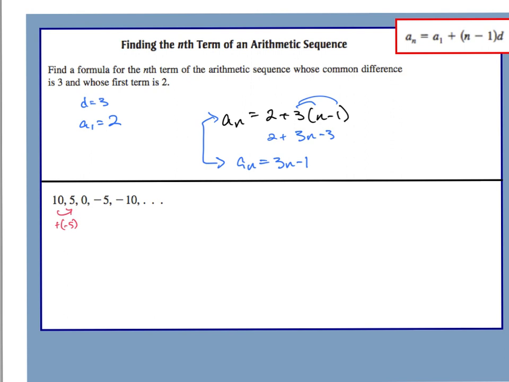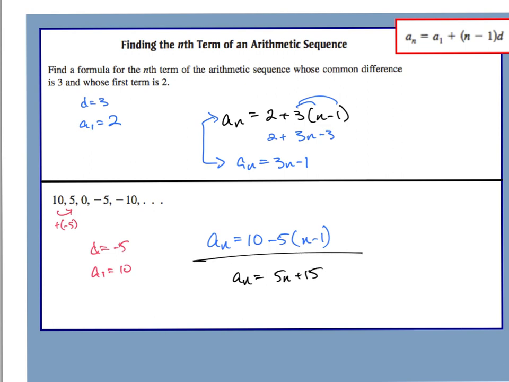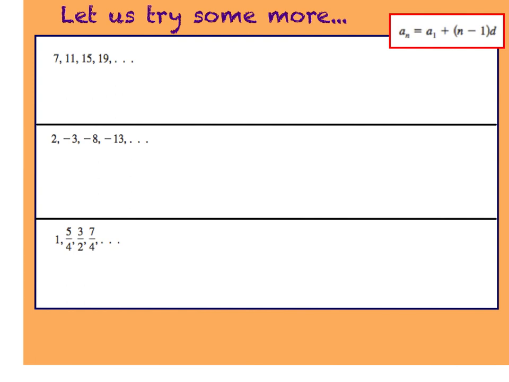So my common difference is negative 5, and my a sub 1 is 10. So my a sub n is equal to 10 plus negative 5 times n minus 1. Normally that's good. However, if I distribute and combine, a sub n would equal negative 5n plus 15. Normally I'm good with the first form, but sometimes you need to go there. Let's do one together before I have you do a couple.